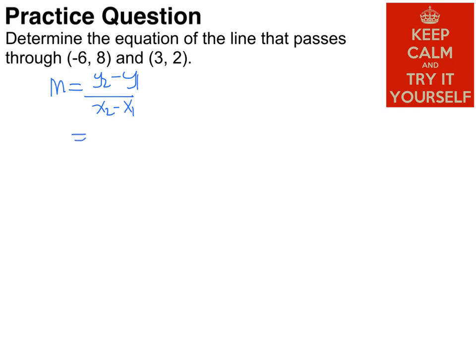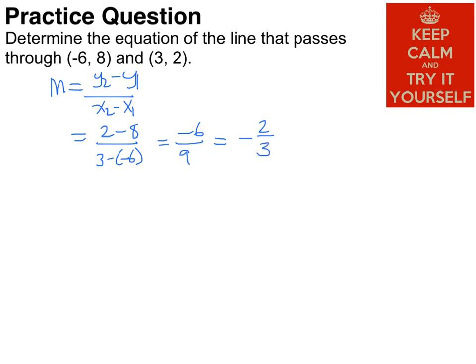So we're going to do, let's say, 2 take away 8, and then that means we'd have to do 3 take away negative 6. So 2 take away 8, that's negative 6. And 3 take away negative 6, that's just 9. Okay, so now you just need to reduce that. So we're going to divide everything by 3, so that's negative 2 over 3. All right, so that's our slope.